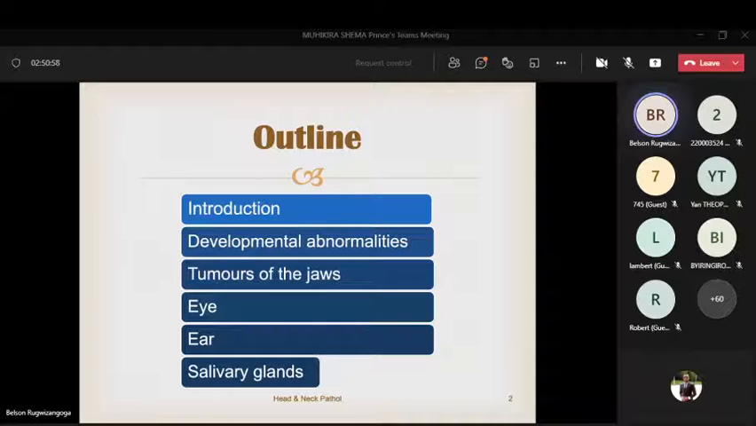So, but in summary, we see the developmental abnormalities in general because there are some developmental abnormalities which affect different organs at the same time. And then we shall look at the tumors of the jaws, the eye, the ear, and the salivary glands. So that's in summary what you can see.